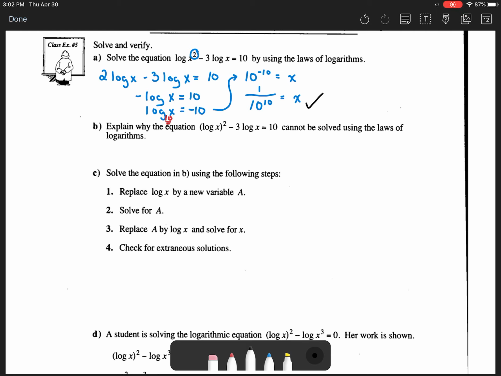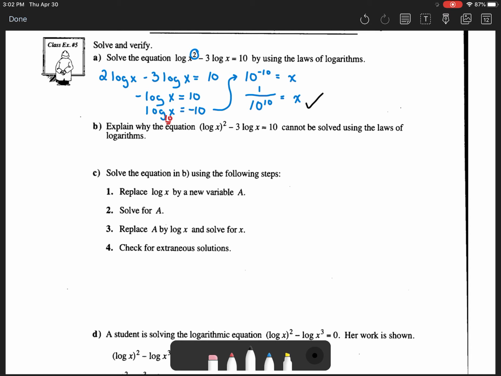It does satisfy the equation. It does make the left-hand side equal the right-hand side of the equation. To do that, just go 10 to the exponent of negative 10, substitute that into the x's in the original equation, and you will see the left side does equal the right side of the equation.